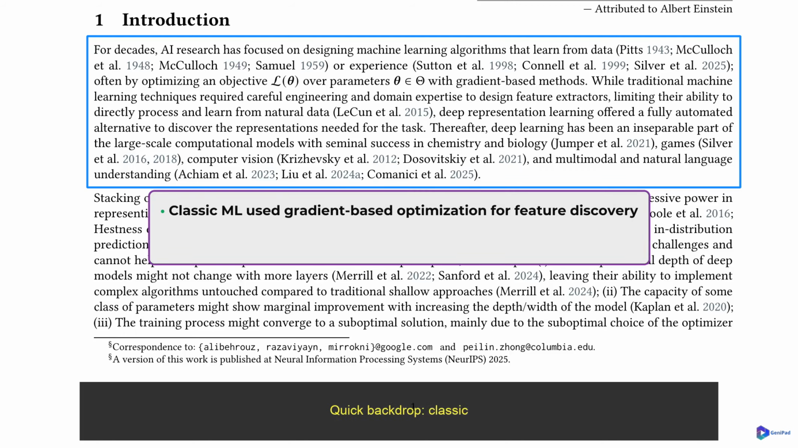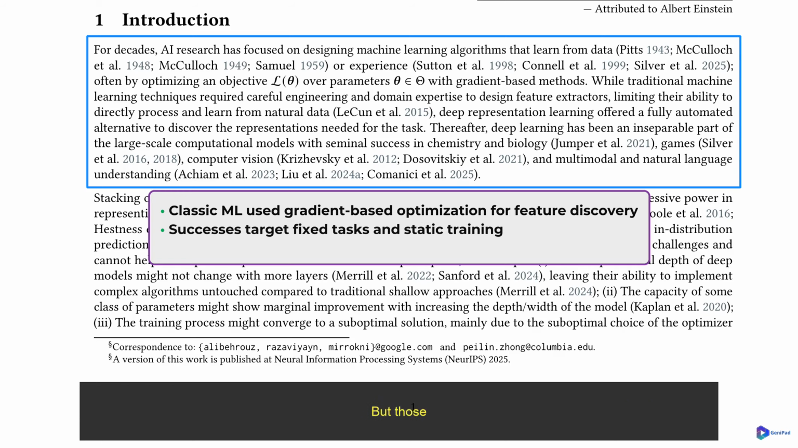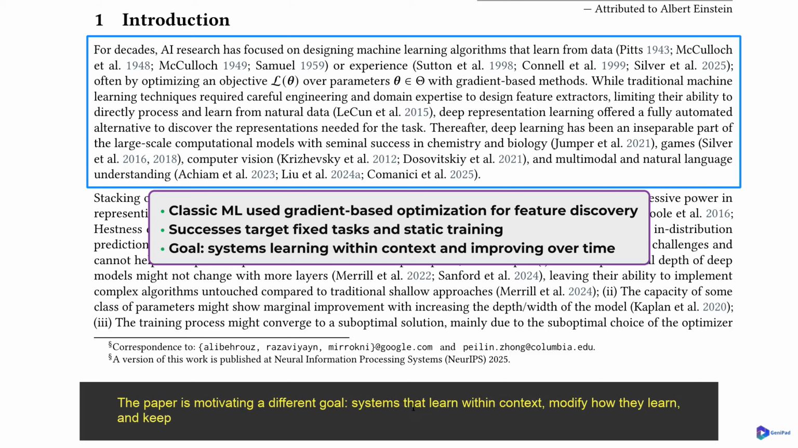Quick backdrop. Classic ML learns from data via gradient-based optimization, and deep learning automated feature discovery, unlocking huge wins across vision, language, biology, and games. But those successes mostly target fixed tasks and static training. The paper is motivating a different goal: systems that learn within context, modify how they learn, and keep improving over time, without retraining from scratch.